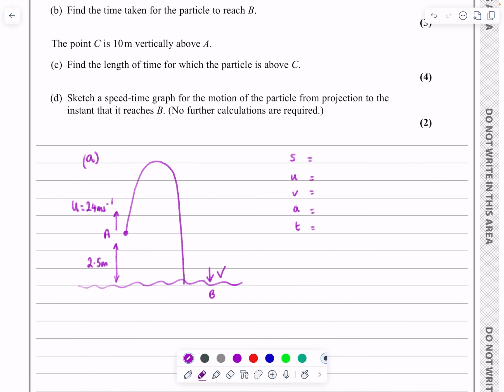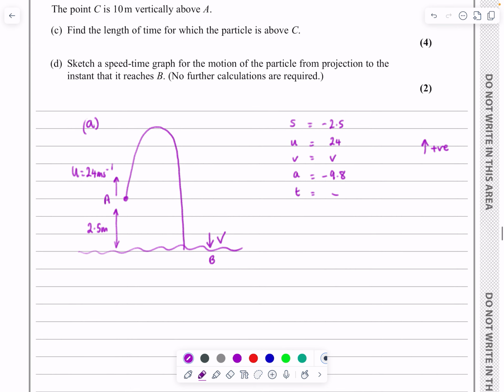S is probably the most important one to think about. I'm taking upwards as being positive here. So at point B, S is minus 2.5. It's 2.5 meters below where it started. Upwards is positive, so U is 24. V, I don't know. That's what I'm going to work out. And obviously acceleration due to gravity is minus 9.8. T isn't involved in this question.